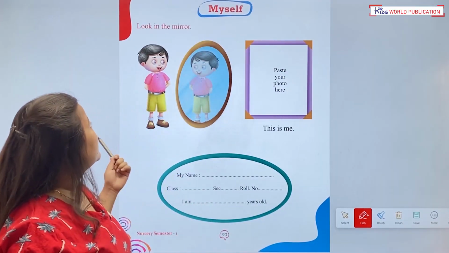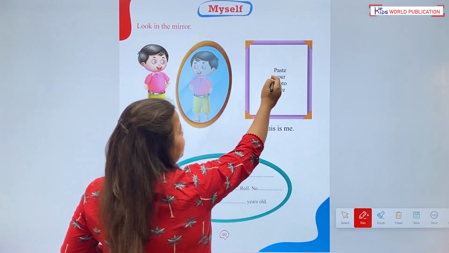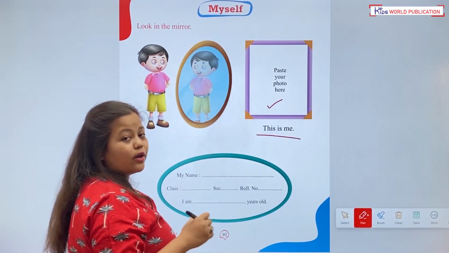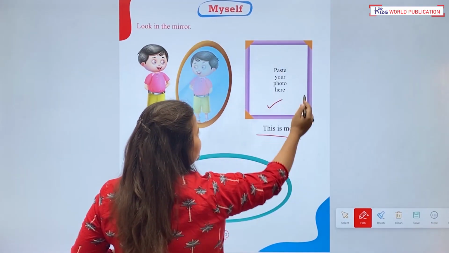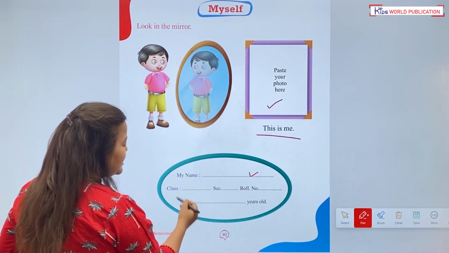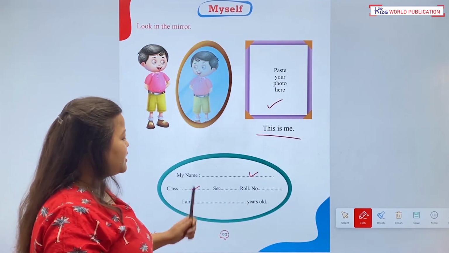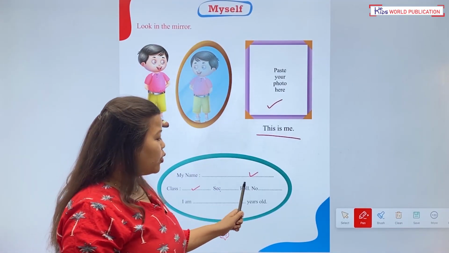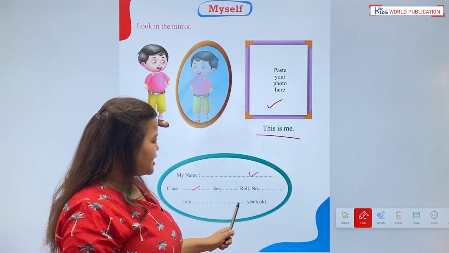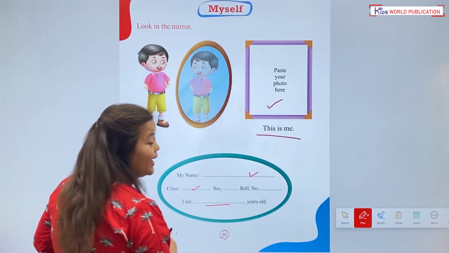Myself. Look in the mirror. Paste your photo here. This is me. So kids, all of you will paste your picture here. My name, you will write your name. Class, you will write your class. Your section, roll number. I am dash year old. So here you will write your age.